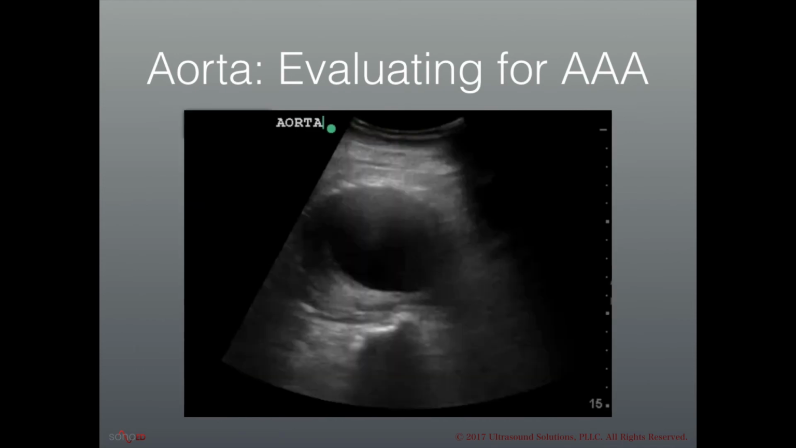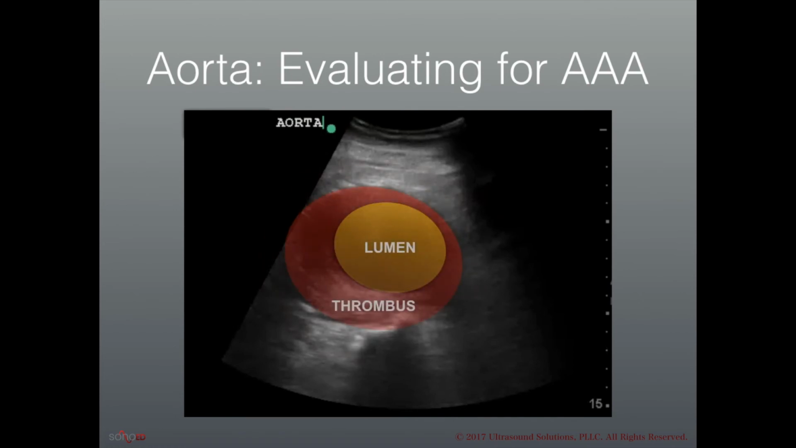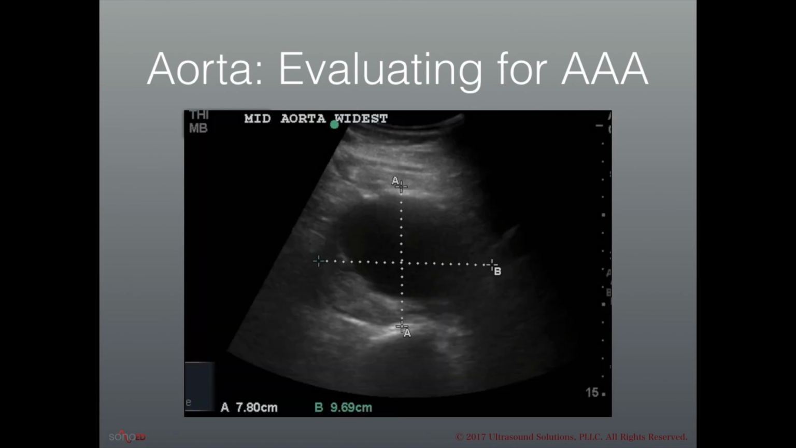One of the potential pitfalls of this ultrasound is exemplified in this image. This patient has a very large AAA, but only the central lumen appears anechoic, and there is a large surrounding thrombus. If you just focused on the anechoic lumen and did not appreciate or measure the surrounding thrombus, then you'd probably miss the AAA. This patient's AAA measured almost 8 by 10 centimeters.